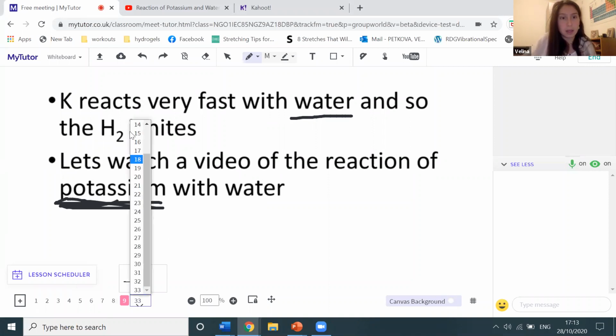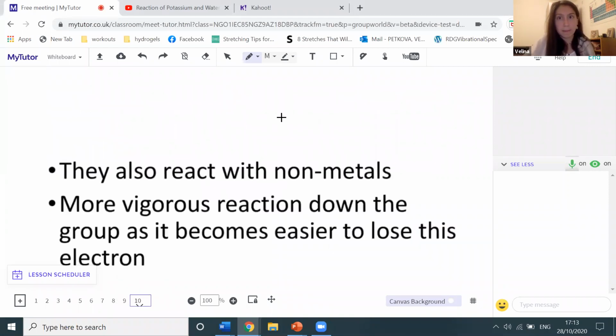Okay. Next one. Questions? So not all metals do this. It's just because group 1 metals are super reactive. That's why group 1 do it. So yeah, brilliant. The reactivity does increase as you go down the group.